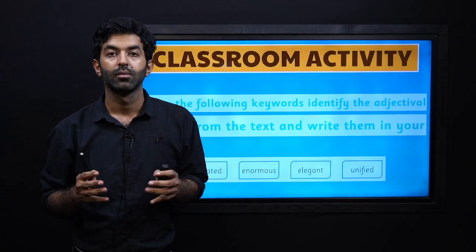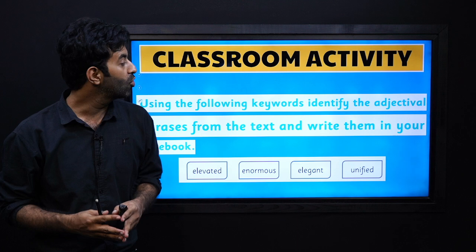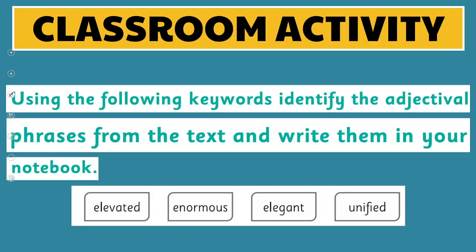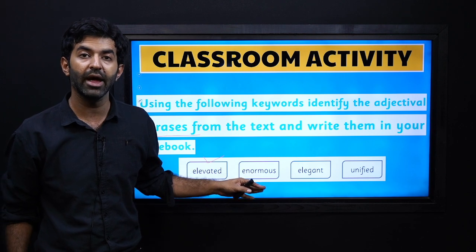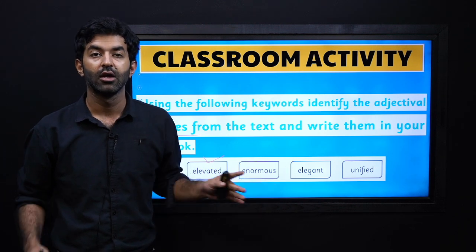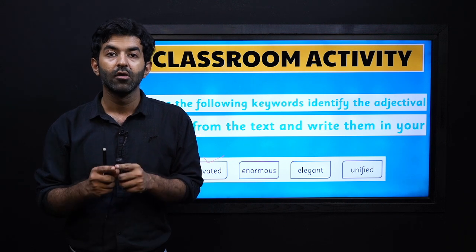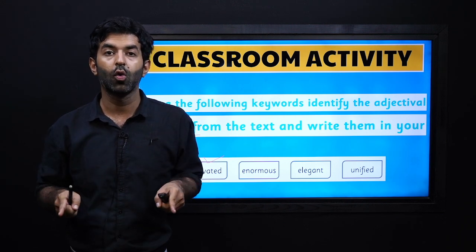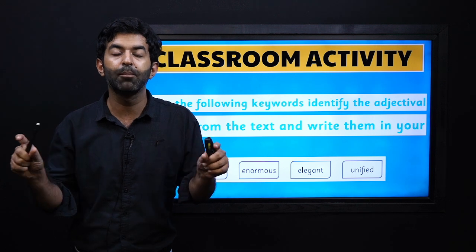All right. Now, let's talk about your classroom activity, students. This is taken from your book, where you have to follow and look for these keywords and identify the adjectival phrases from the text. So, note down these keywords. This word bank of keywords is given: elevated, enormous, elegant, and unified. Now, take the text of your main lesson and scan through the whole text for these words, and then see what kind of phrase is coming up with these words.